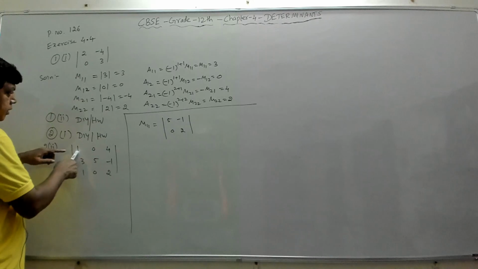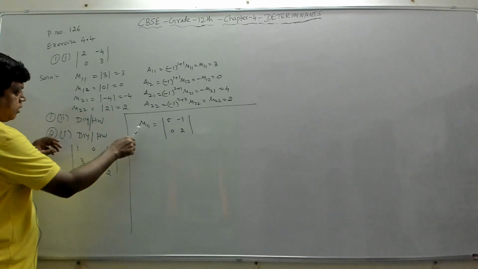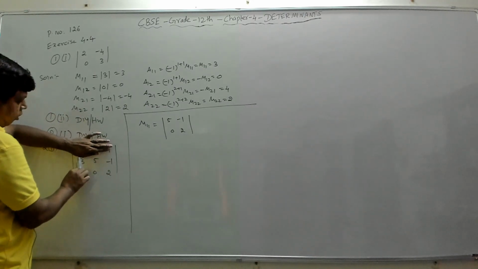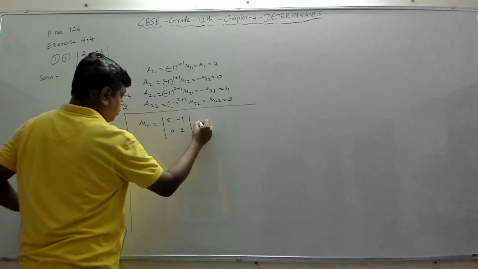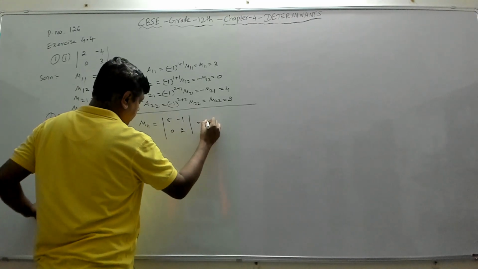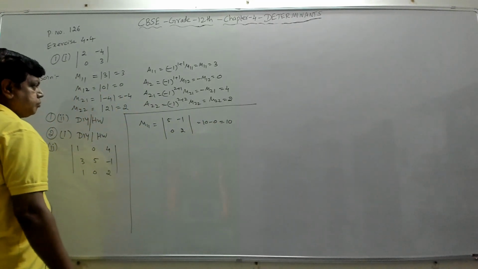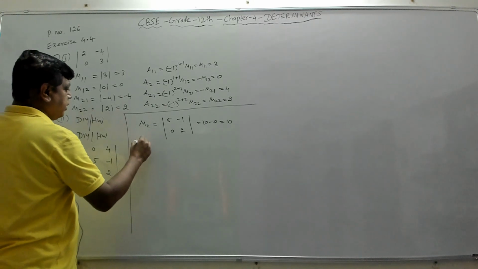If you take this element, that is A11, the minor of this element is M11. You have to close this particular row and this particular column. You get these. So that is equal to 5 into 2, 10, minus 1 into 0 is 0. So it is 10. Then M12.